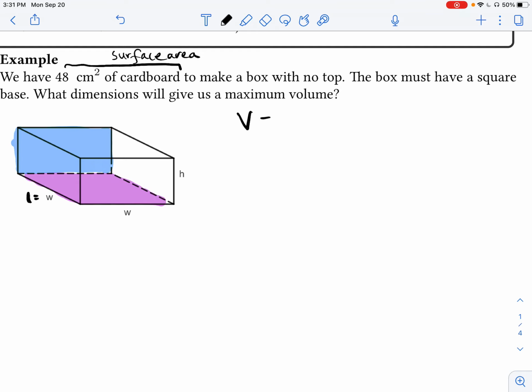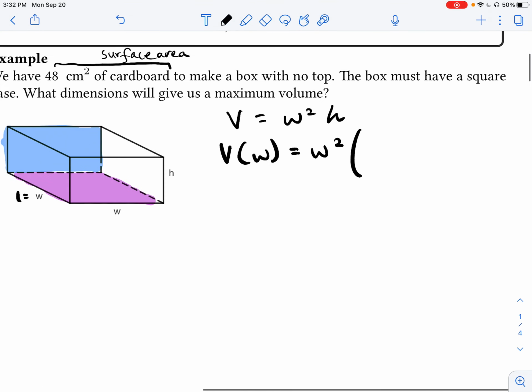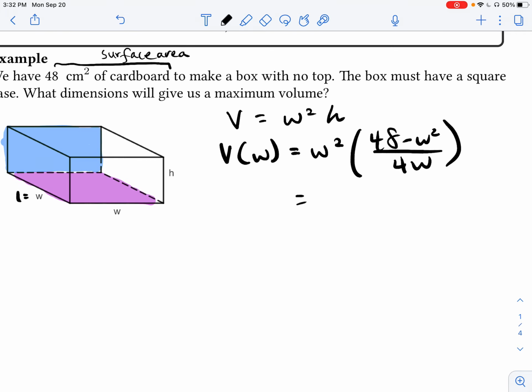Again, we know that volume, and actually, you know what? Let me write this as a function. We know our volume is going to be W squared times H. Volume as a function of W is going to be W squared times, what do we say H was? H was 48 minus W squared over 4W. So W squared times 48 minus W squared over 4W. Let's clean this up a little bit. That's going to give me 12W minus W cubed over 4. And now that we have this is our volume function. So this is the function that gives us the volume of this particular box.